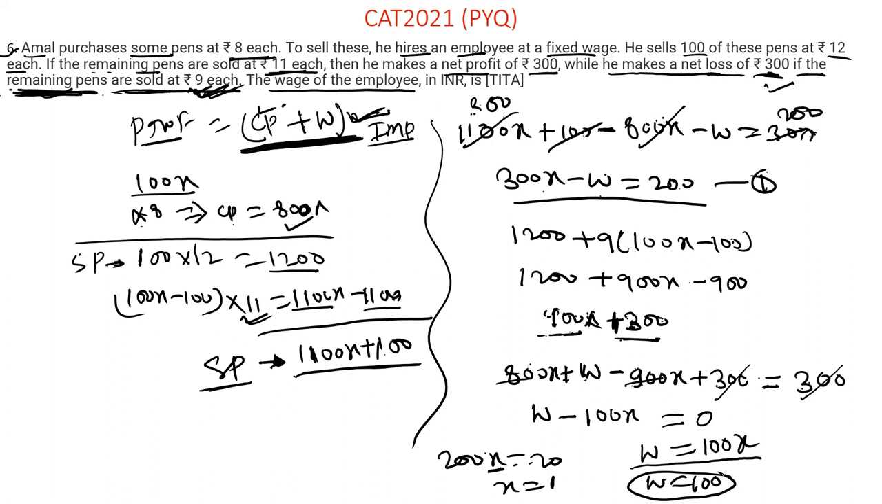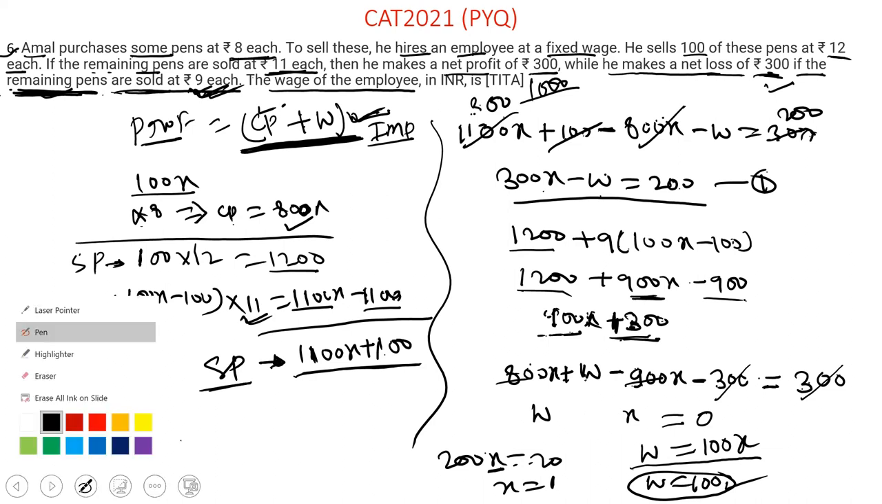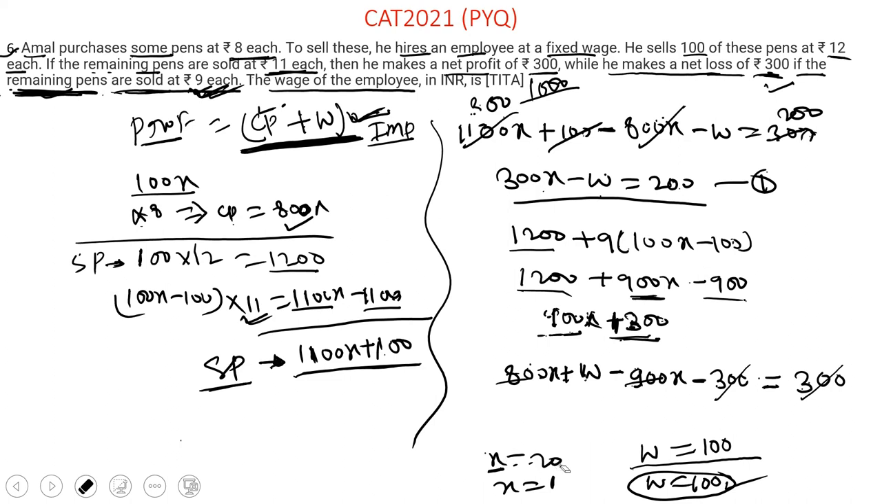Wages equal to 100 rupees. But the answer is 1000. So I think we made a mistake. Where is the mistake? Is SP okay? 1200 plus 900x minus 900. Okay, so 900x good and plus 300. This is the minus now. Sorry guys, sometimes calculation mistakes happen, so we have to be cautious.